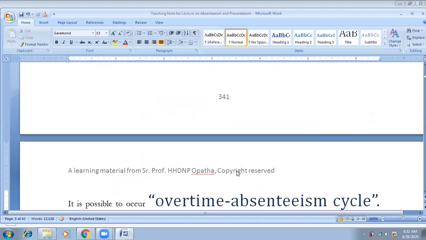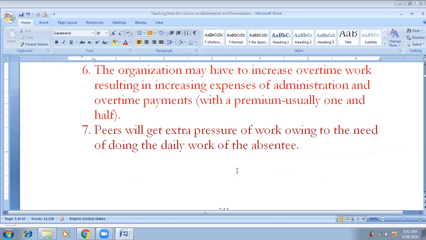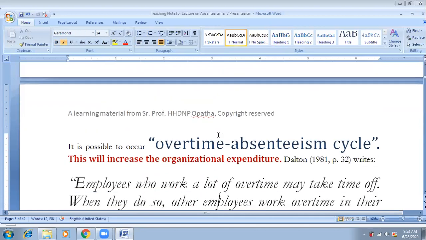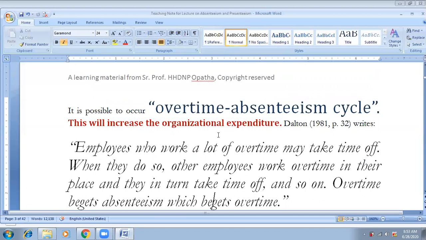Because they have to perform. Assume 7 employees are supposed to come, 2 employees are absent, and there are only 5 employees now at work. Then these 5 employees can be forced by the superior to do the entire work that has been scheduled to be performed by the 7 people. An additional workload goes to the peers who are present. They may be unhappy. They may get stress, dissatisfaction.